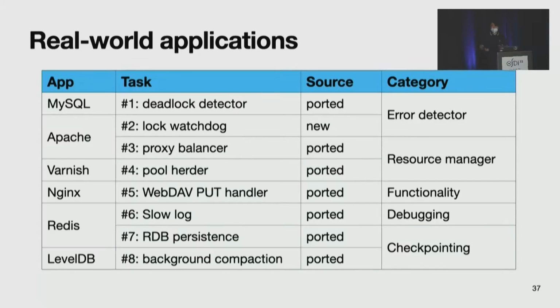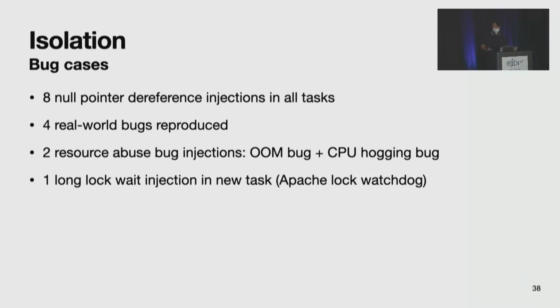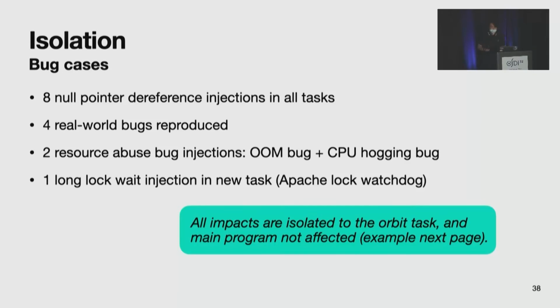We then tested Orbit on real-world applications. The tasks come from various categories such as error detector, resource manager, and checkpointing tasks. To evaluate how well Orbit can provide isolation, we manually injected null pointer dereference in all the tasks and reproduced 4 real-world bugs. We also added 3 other bug types. For all the cases, Orbit successfully isolates the fault and does not make any impact to the main program.